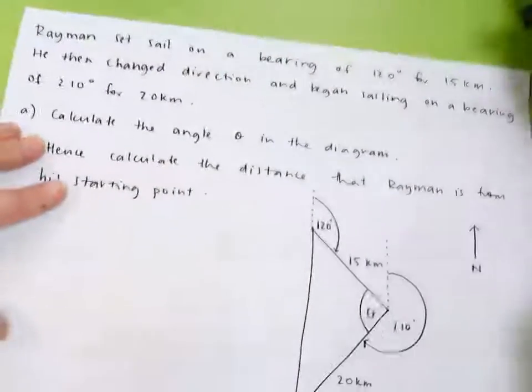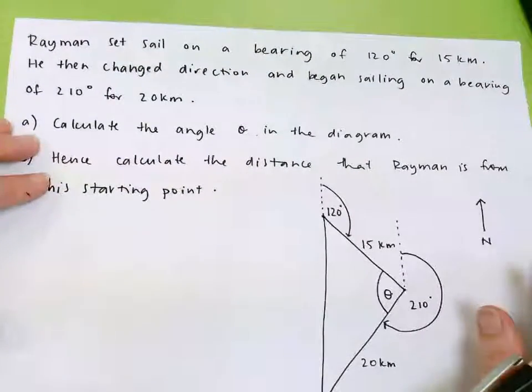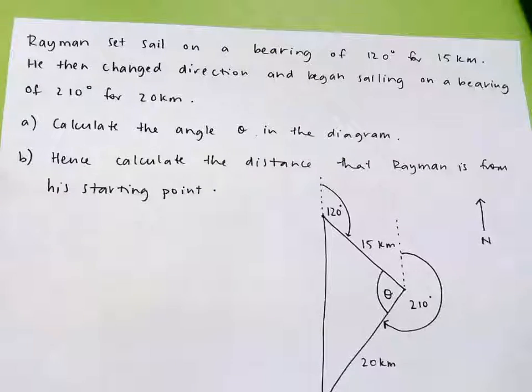Okay, last one that I'd like you to have a go at is this one here. It's a little bit trickier. It's got a little bit more going on. So it says Raymond set sail on a bearing of 120 degrees. He's a great sailor, Raymond, for 15 kilometres.